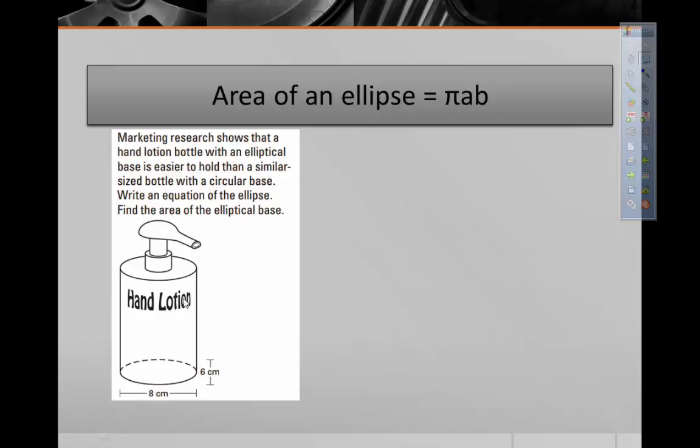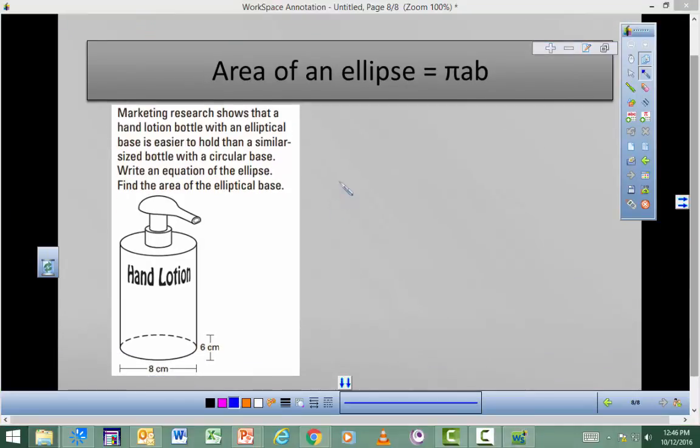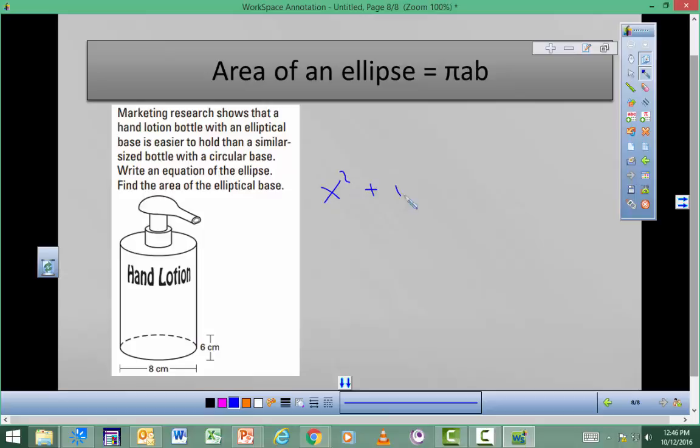Well, that's pretty easy. And then we want to find the area. Hopefully the equation only takes about 5 seconds, right? You have x squared plus y squared equal to 1, and then, is this elongated in the x direction? Yeah, it is. It's elongated that way. So what length is this? 4. And so what goes here? 16. Right? That's your A right there.